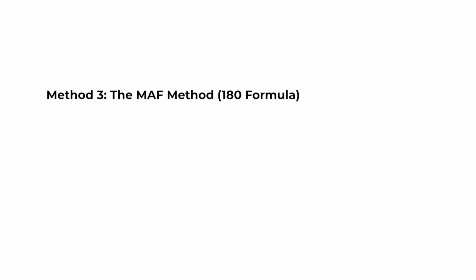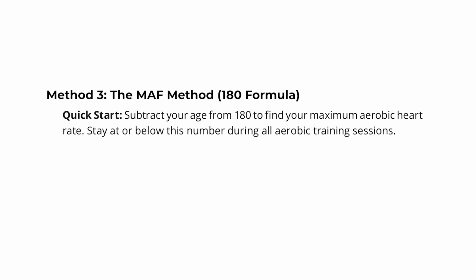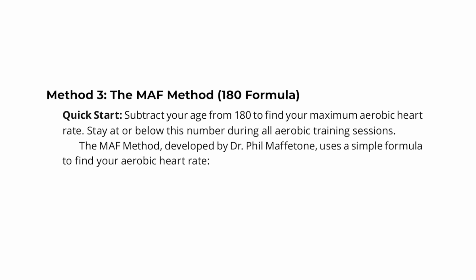Let's talk about method 3 here, the MAF method with the 180 formula. Quick start. Subtract your age from 180 to find your maximum aerobic heart rate. Stay at or below this number during all aerobic training sessions. The MAF method, developed by Dr. Phil Maffetone, uses a simple formula to find your aerobic heart rate.